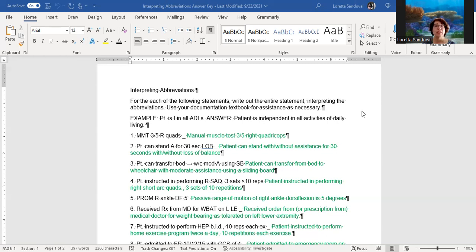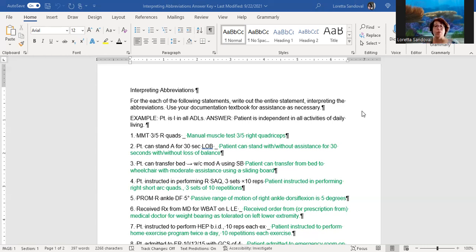The first one, manual muscle test, is 3 out of 5 for the right quadriceps. So really MMT was just the abbreviation. Everybody got that one, and 3/5 isn't really an abbreviation. That's just the way it's noted. The second one was very vague. PT can stand capital A for 30 seconds, LOB. What the heck does that mean? That is very vague. Most people got patient can stand, and that A is not specific enough.